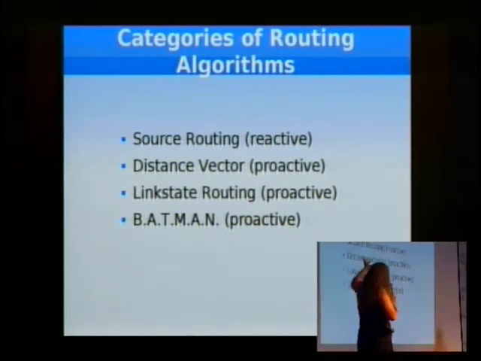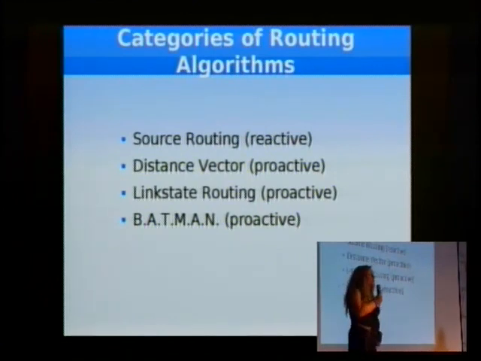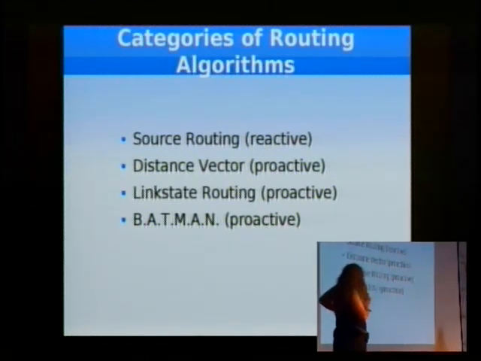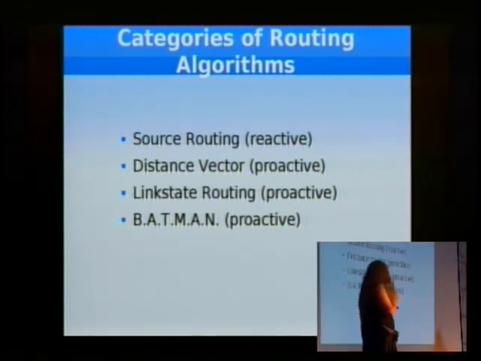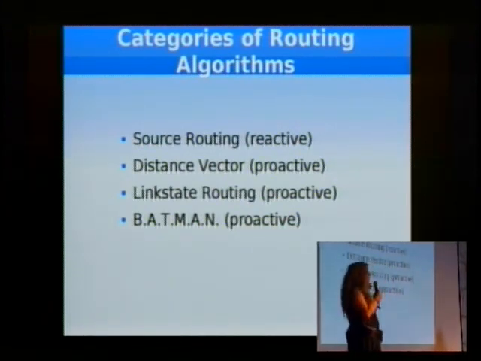There are several categories of routing protocols for ad hoc networks. I'm not mentioning all of them. There is source routing, which is reactive. Distance vector routing, which is proactive. Link state routing, that is also proactive. And Batman, which doesn't really fit in one of these categories. Some people say, well, Batman is just another distance vector algorithm, but you'll have to decide in the end.